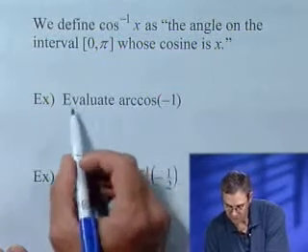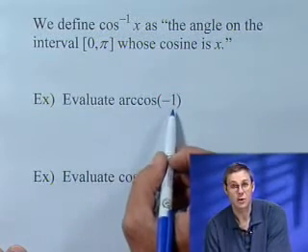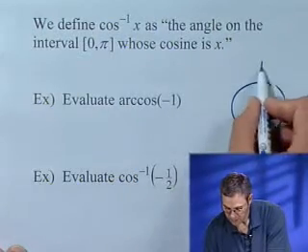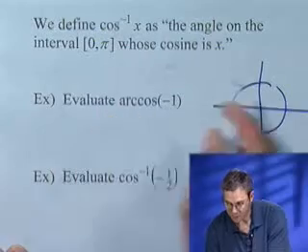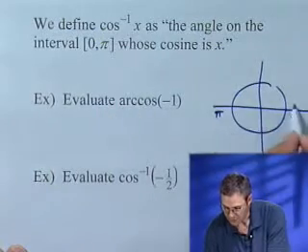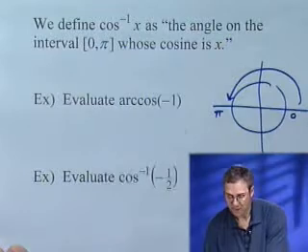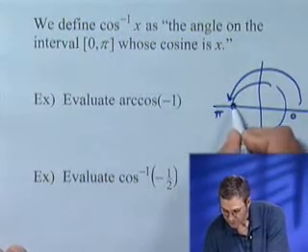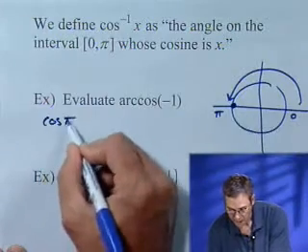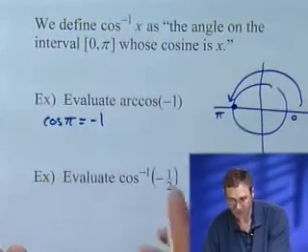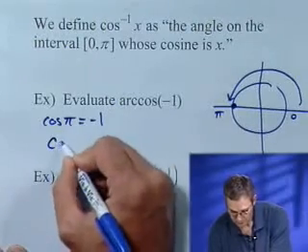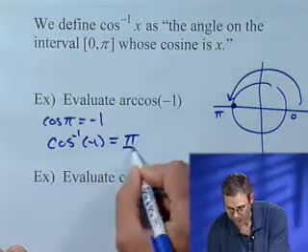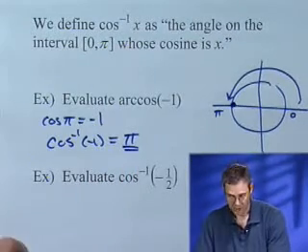So let's figure out, what is the angle whose cosine is -1? Okay? So what is the angle on the interval 0 to pi? So we're looking for some angle here, such that the cosine is equal to -1. Well, we know that the cosine of pi is -1. Therefore, the arc cosine of -1 must equal pi. Okay?